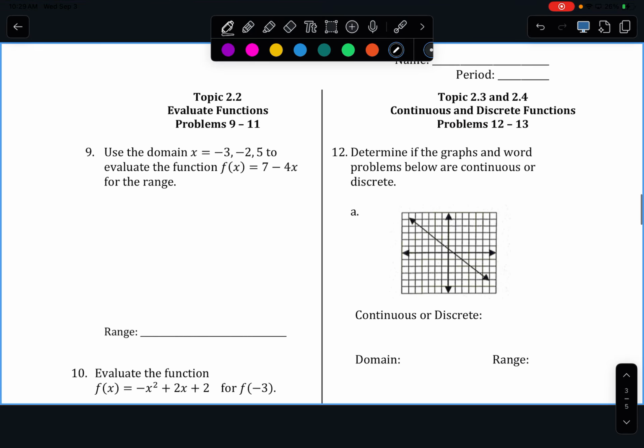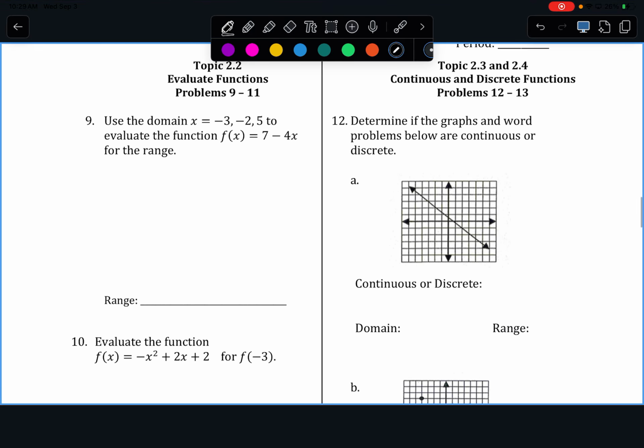All right, here we go. Number 9: use the domain of x equals -3, -2, 5. So this is 3 different x values, to evaluate, and remember we talked about this earlier, evaluate means you're plugging in numbers, to evaluate the function f of x equals 7 minus 4x. Okay, so remember function notation. This is just called the f function, and this variable right there is just telling you what the variable is on the other side, right?